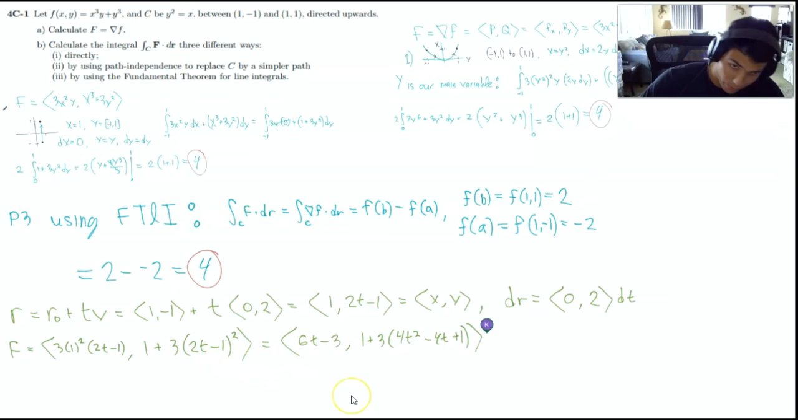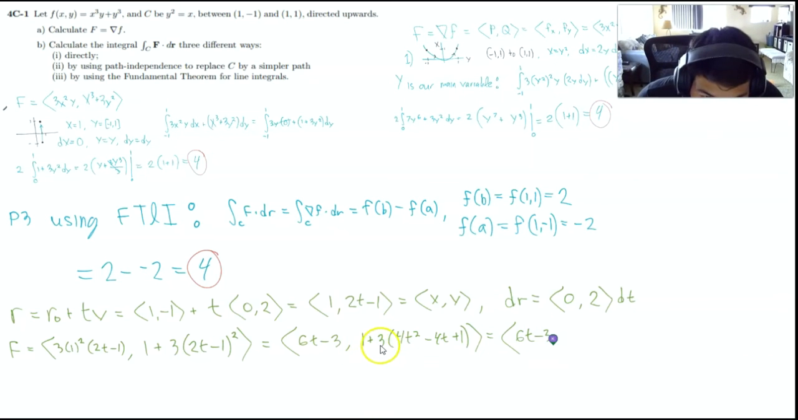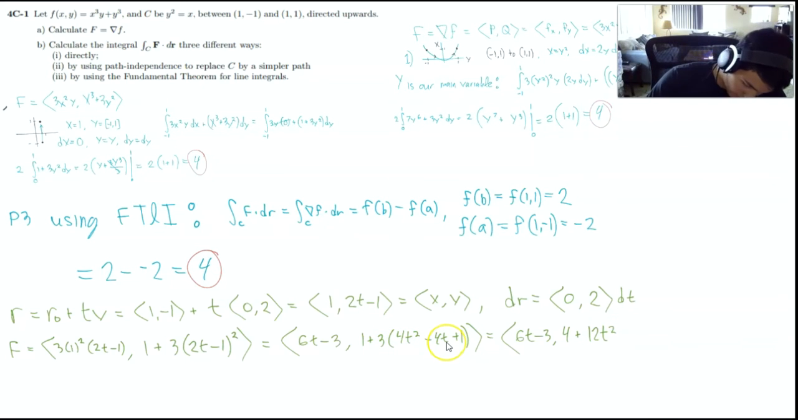We've got to simplify it a little bit more before we can use it. So it's 6t minus 3. Wait, real quick. We have a 1 here, and a 3 here, and a 1 here. So I'm going to add all these little constants. It's going to be 1 plus 3, because 3 times 1 is 3. So 1 plus 3 is 4. And then we have 3 times 4t squared, which is 12t squared. And then we have 3 times negative 4t, which is minus 12t.